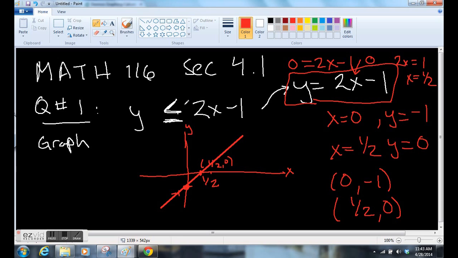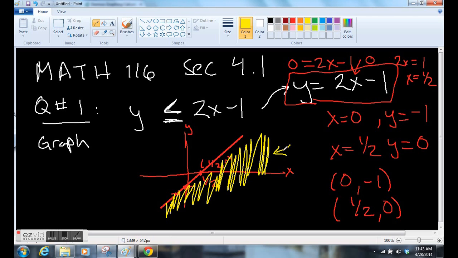So when you see these inequalities, it's going to be a region, and they want you to shade it. So we want y less than this line. Every y that is less than this line. So here's what you graph, like that. You just shade it in. Like that. That's your answer.